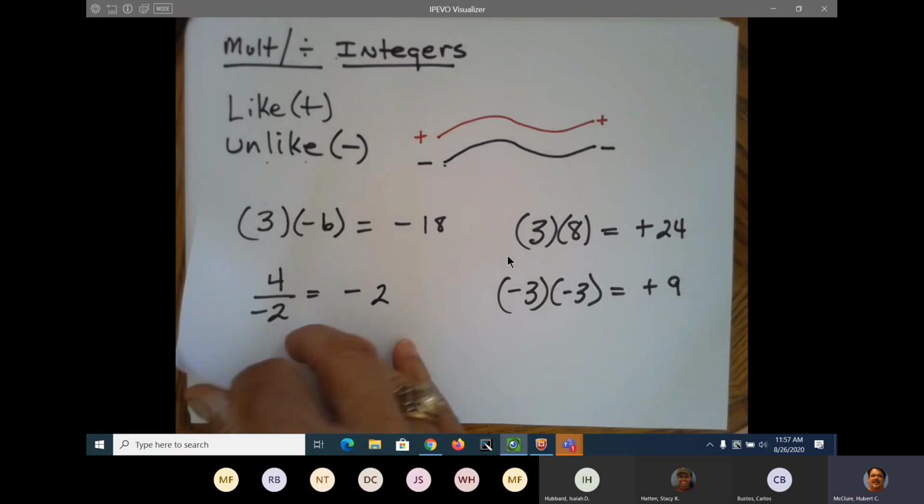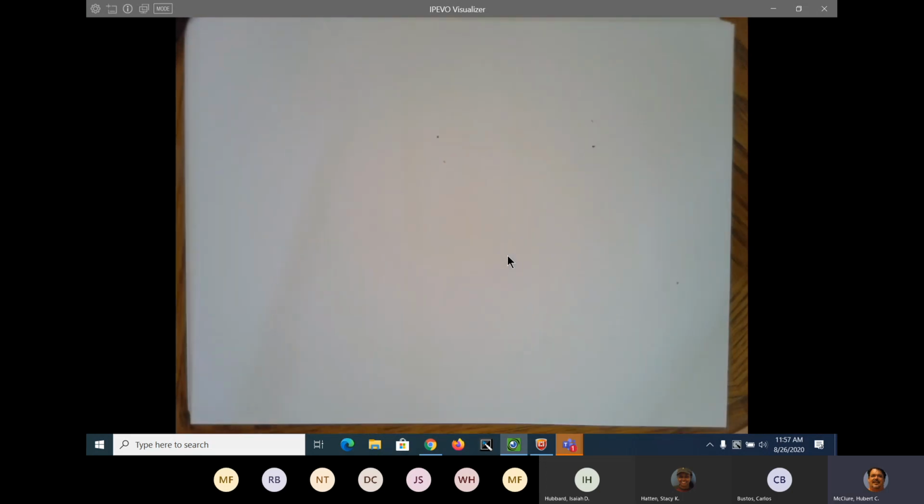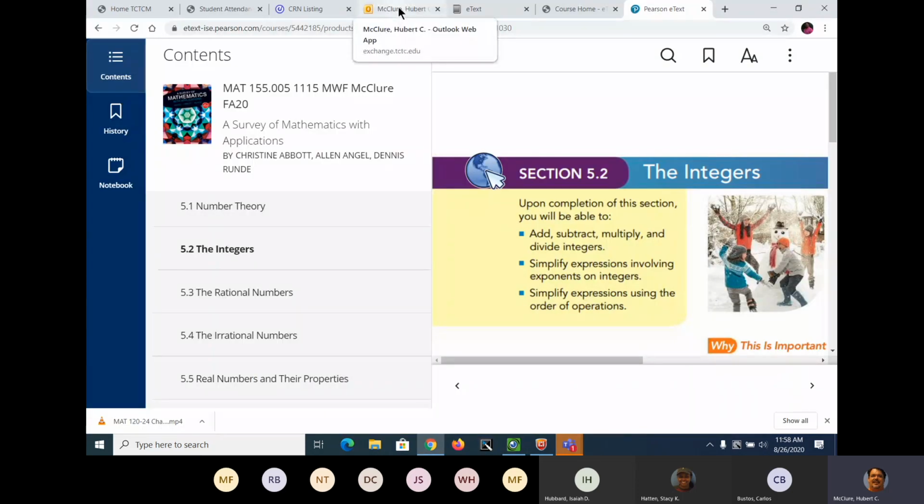Now, basically, that is 5.2. Looking at my clock, we have about 10 minutes. We already called the roll, so I'm going to go ahead and look at some of the problems.